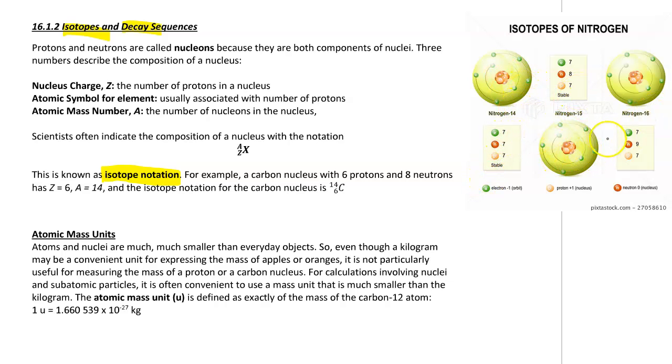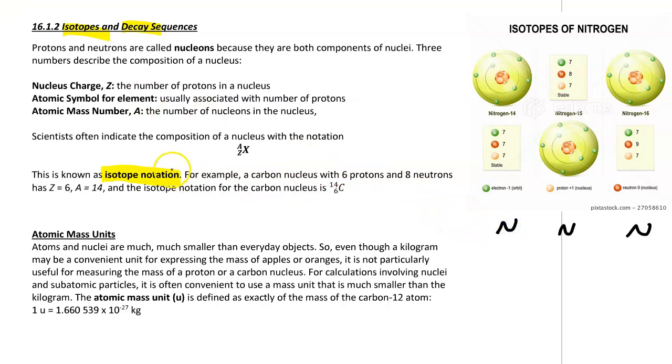Same number of electrons in all 3 cases, 7. Same number of protons in each case, 7. But here we've got 7, 8, or 9 neutrons. So as we take a look here, in each case we would use the symbol N to represent the atom. Rewrite that one there.